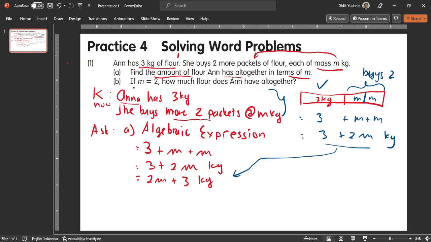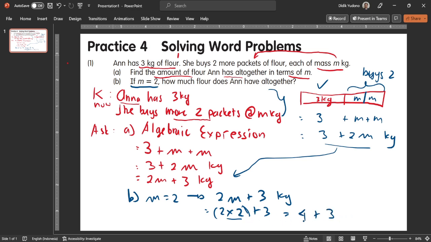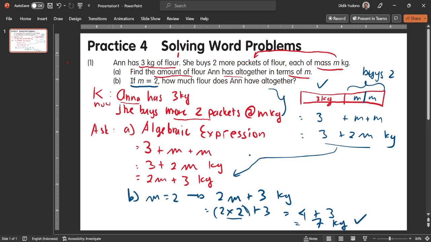That's the A. And what about B? B is to substitute the letter used in the algebraic expression with a value. So the B one, if m equals 2, substitute into the algebraic expression. So 2 times 2 plus 3. We have to do this one first. 2 times 2 equals 4, plus 3. So the result is 7 kilogram. So the flour she has altogether is 7 kilogram.